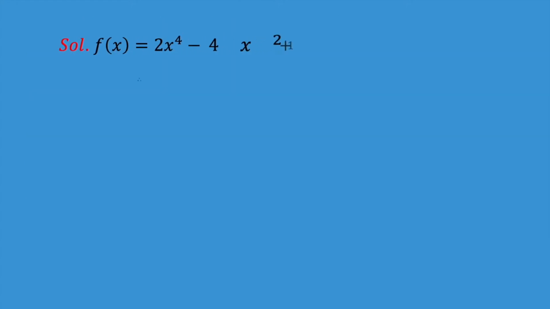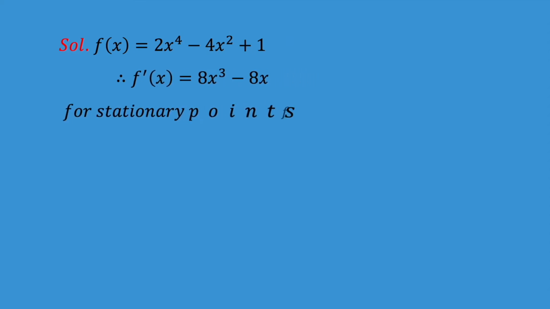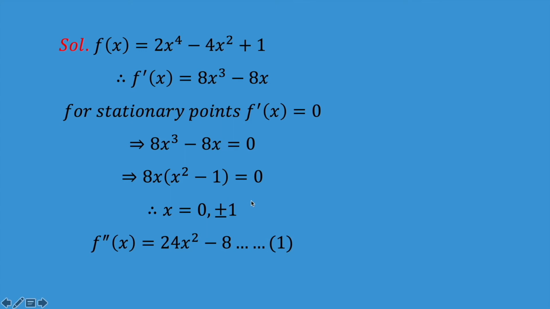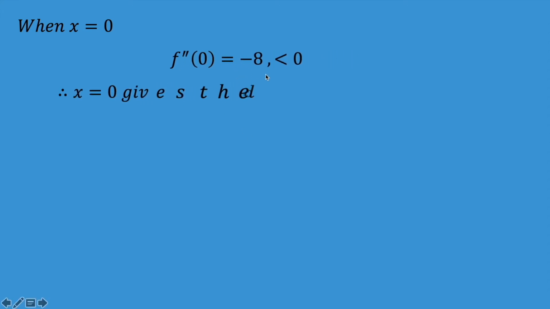Solution. First of all, write the curve as it is, find the gradient, and for the stationary points, equate the gradient to 0 and factorize. x = 0 and x = plus or minus 1 are the three points where the first derivative is 0. Then again differentiate the first derivative and find the double derivative. So when x = 0, the double derivative is negative.